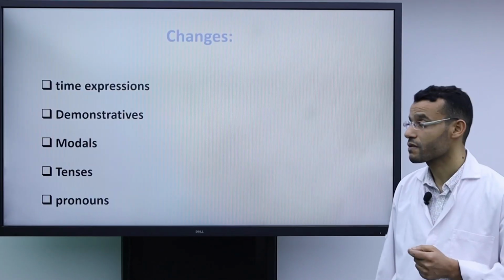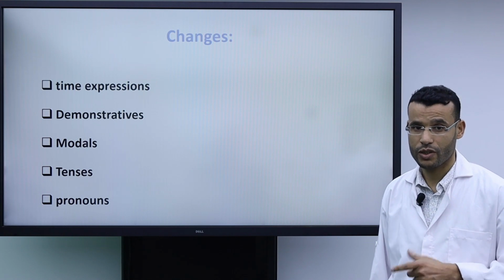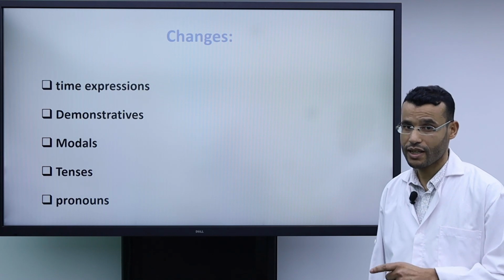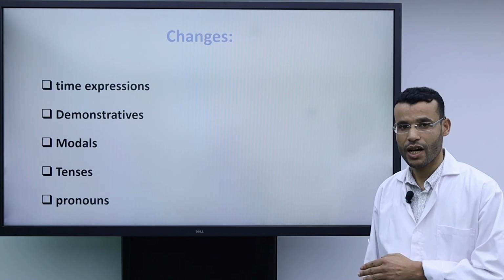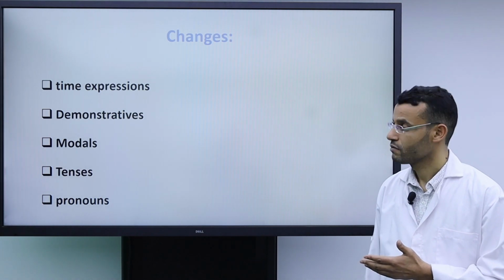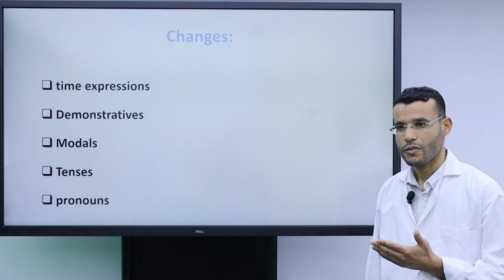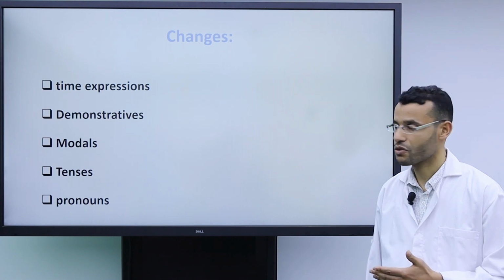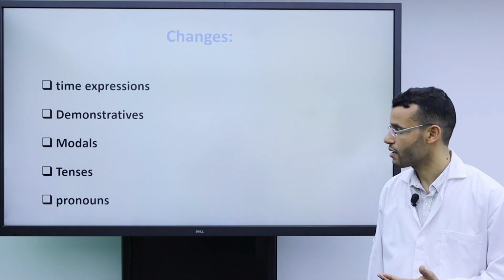And also demonstratives. You can find in a certain sentence demonstratives, and you are asked to change them. For example, this becomes that, these becomes those, etc. Okay? Modals: if you have modals, may becomes might, can becomes could, will becomes would, etc. Tenses as well, and the pronouns. If you have, for example, I, it should be changed or shifted to he or she; we becomes they, etc.